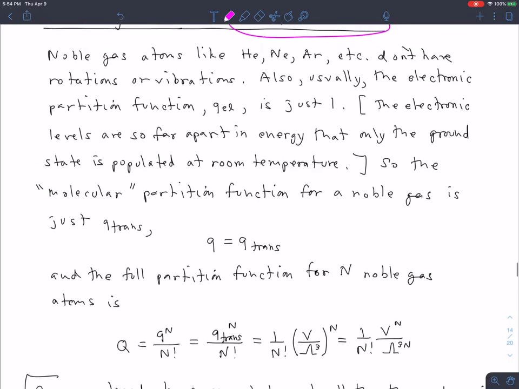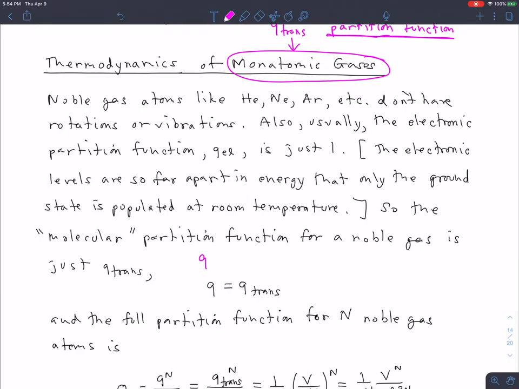So, first of all, the overall molecular partition function is Q trans times Q rotational times Q vibrational times Q electronic. But there are no rotations and no vibrations for an atom, obviously. So these guys are both just ones. And the electronic partition function is usually just 1, too, because the energy gaps between electronic states are usually so huge that there's no population even in the first excited state. It's all down in the ground state. So this is usually also, at least at room temperature, just a 1.